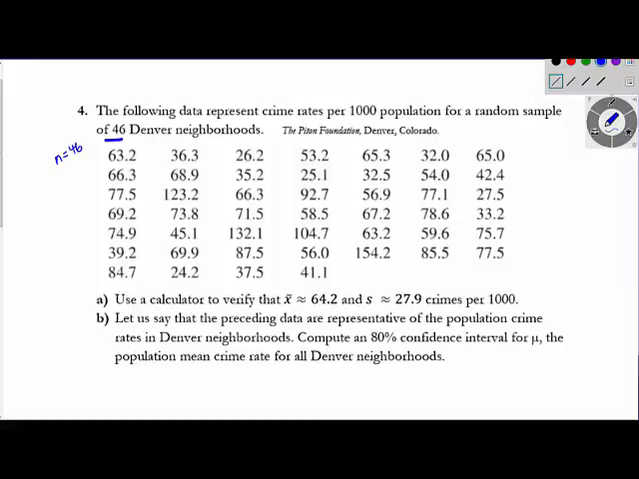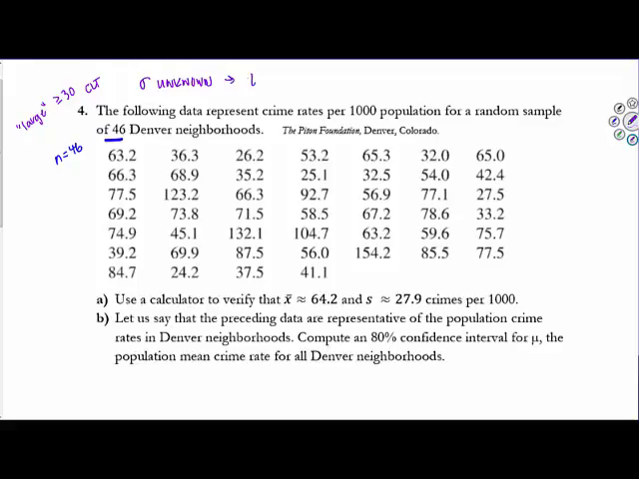equals 46. We also can recognize that that's greater than 30, so this is a large sample. The sample is large enough because it's greater than or equal to 30 for us to apply the central limit theorem. So we can say that the distribution of sample means is going to be approximately normal. Therefore, because we don't have sigma, we can still use the t distribution to create this confidence interval.